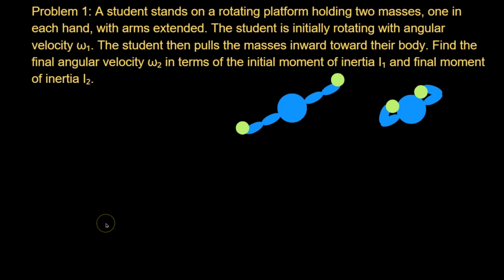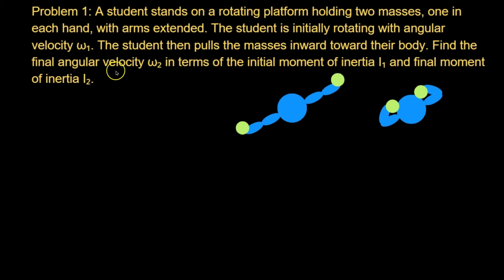In this video, we'll be solving three classic angular momentum problems. Problem 1. A student stands on a rotating platform holding two masses, one in each hand with arms extended. The student is initially rotating with angular velocity omega 1. The student then pulls the masses inward toward their body.